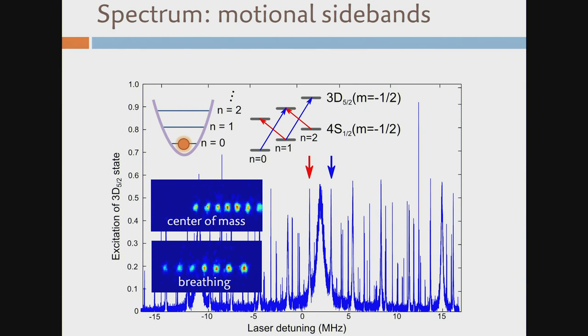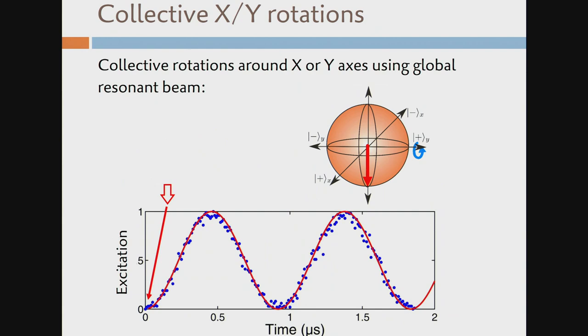the ion will absorb one photon and get excited, and also will absorb or emit one quantum of vibration, one phonon. This happens if I tune the frequency of my laser to the sideband. For the blue sideband, my atom gains one phonon, and for the red sideband, it loses one phonon. In this way, I can manipulate also the motional state of the ions. And this will be very useful for implementing interactions and entanglement, as we'll see later.